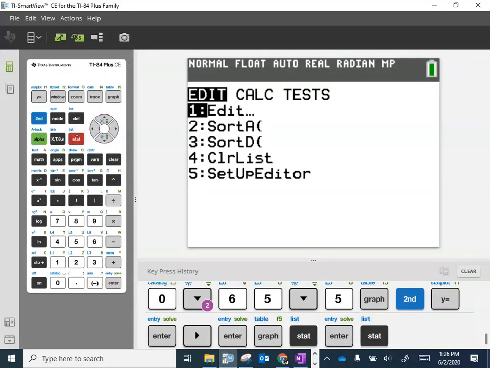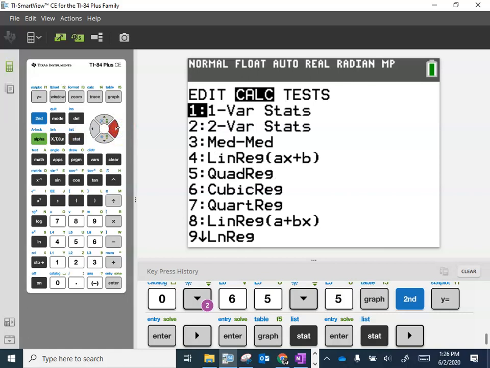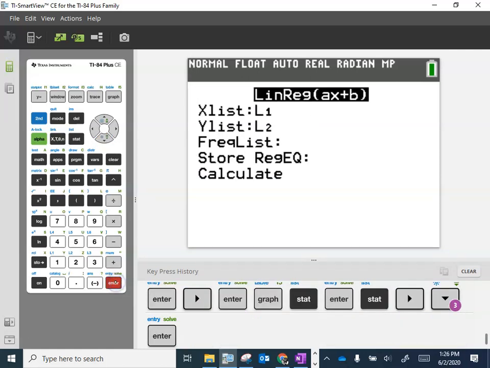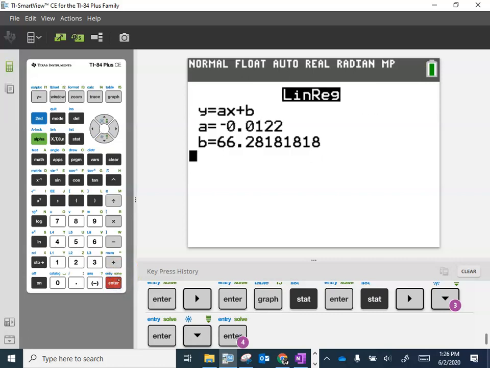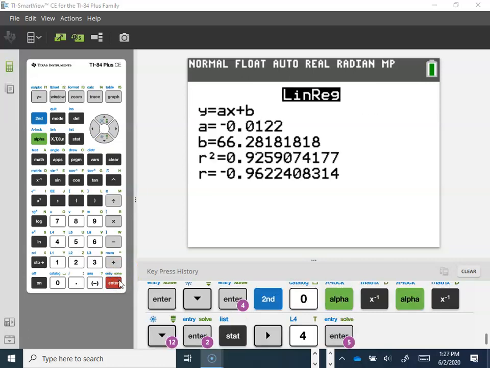So I want you to hit stat, go to calculate, and we're not going to hit enter on one variable stats, we're actually going to go down to 4. This is called linear regression, so LinReg, and we want it to look like the ax plus b, the slope-intercept form. We're going to hit enter, make sure that our X list says L1, our Y list says L2, and then go down to calculate, and then we should have, mine didn't do it.